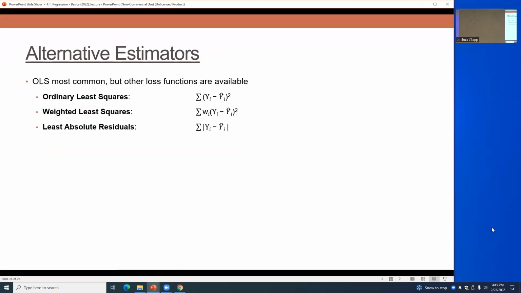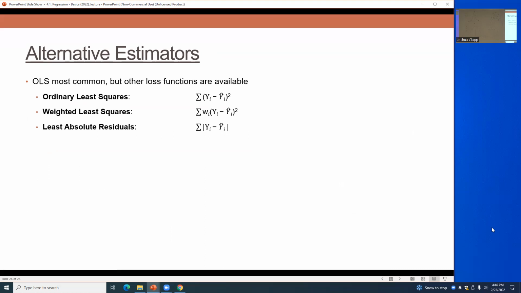Okay. Alternative estimators. OLS is our most common, but we've got other stuff out there. OLS is just the sum of the squared deviations of my observed value from my predicted value; we're minimizing that loss function. Weighted least squares adds a weight based on the observation, so some residuals are weighted more than others. This can have desirable properties under certain circumstances.